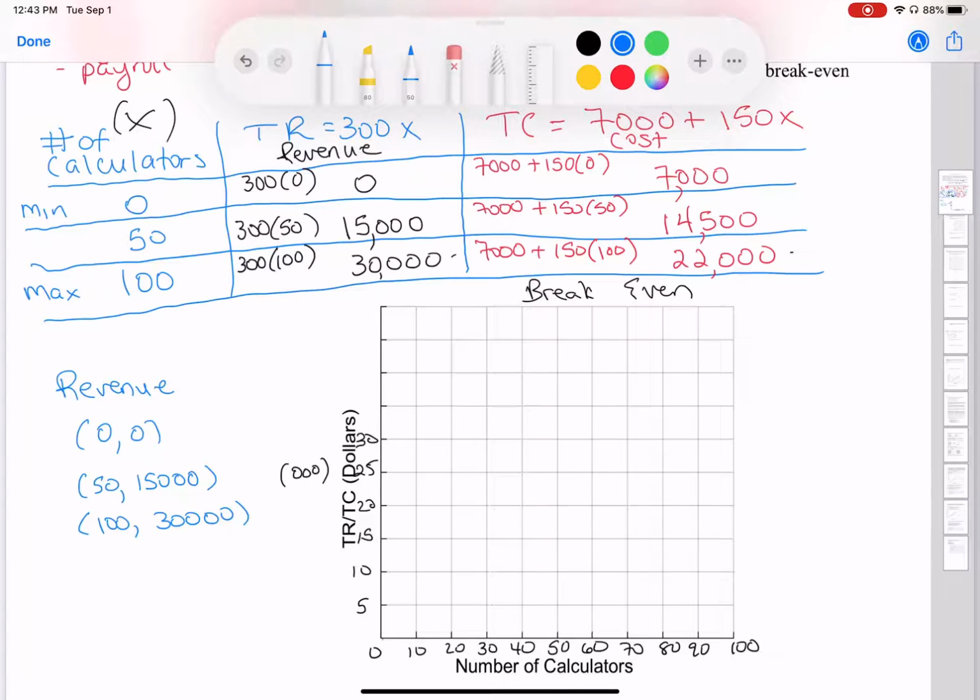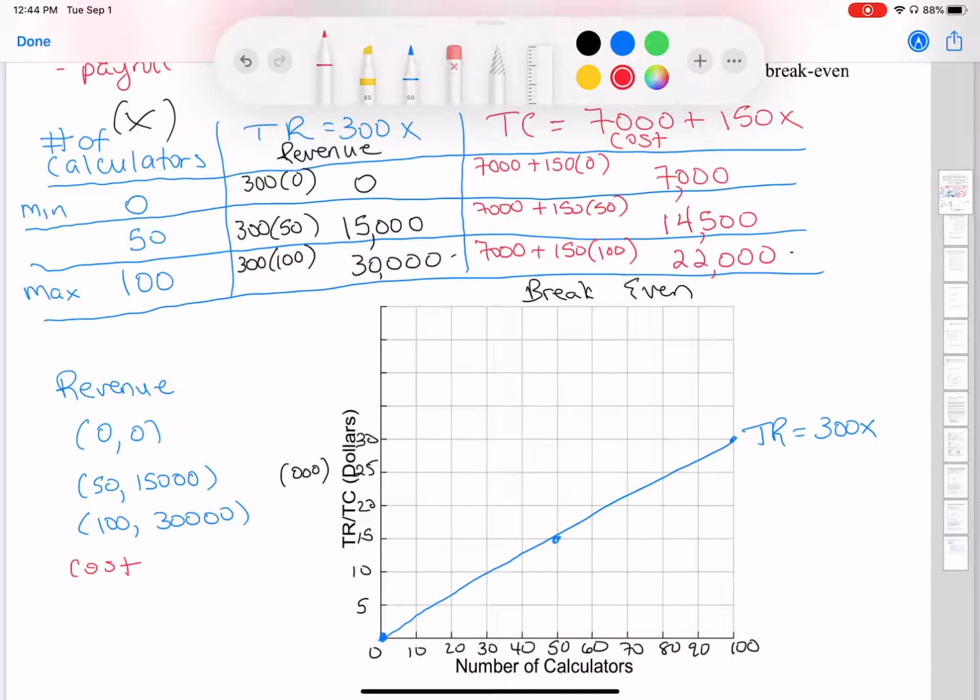So 0, 0 is here. 50, 15,000 right here. And 100, 30,000 here. Okay, and like I said, we do 3 dots so that we can see that we have created a straight line, that we haven't made a mistake. And I'm just going to label this as total revenue is equal to 300x. Now let's do the same for our cost.